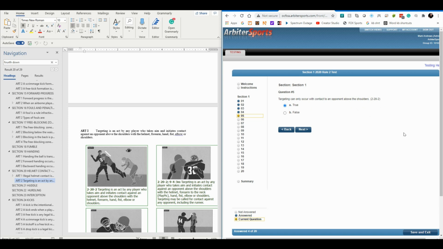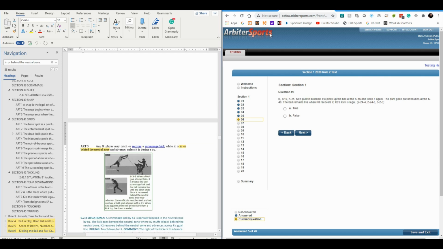Okay, we just talked about spearing, face blocking, butt blocking, but targeting is the most common foul we see, and the other one we see a lot of is excessive contact to a defensive player. I'm sure we'll get into that later. But for the purposes of the test, this is true.